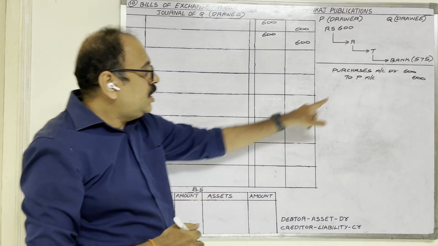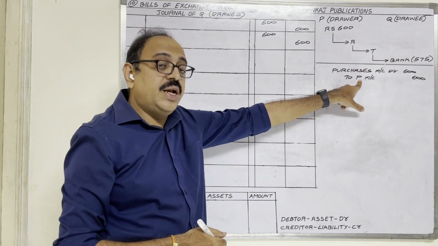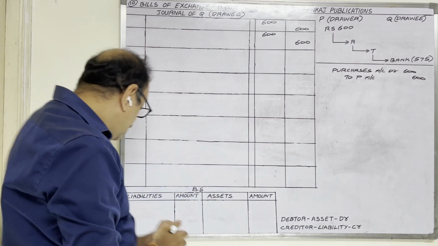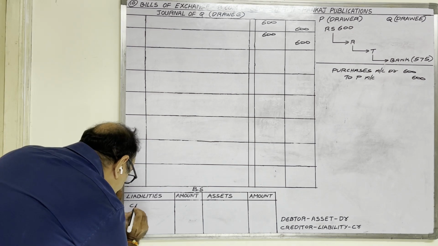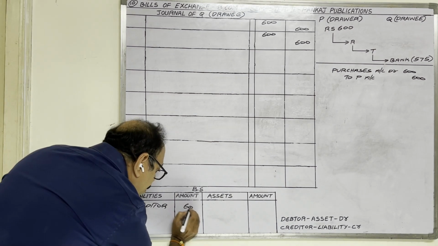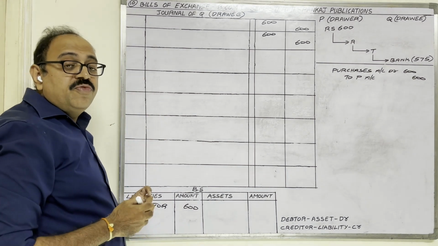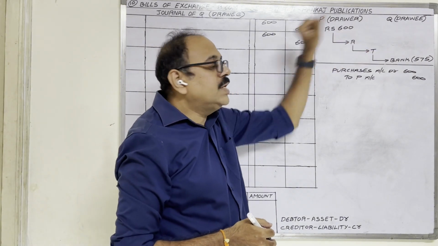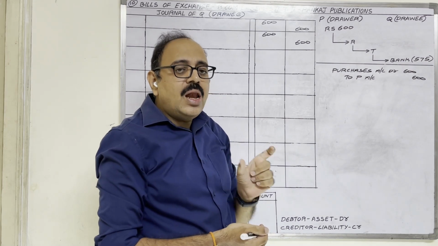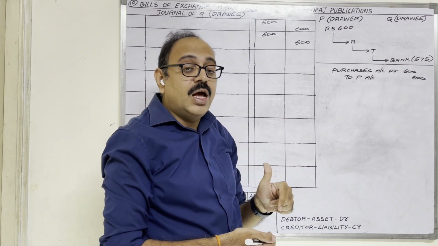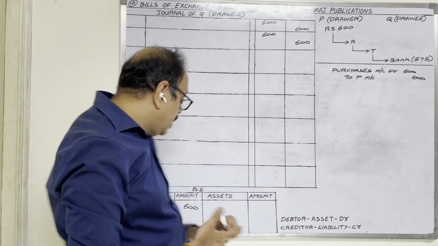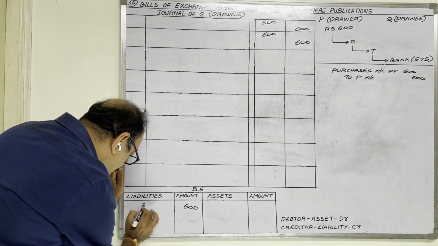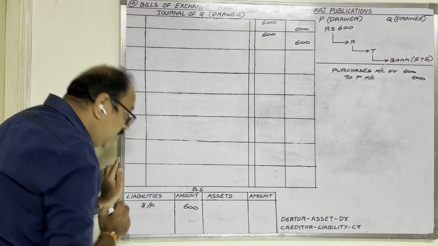In the balance sheet, P's account we are crediting, no? Credit means he is a creditor. Liability side, creditor 600 rupees. Now what happened? For this 600 rupees, P prepaid a bill and we are giving acceptance. So this creditor liability is converted into another liability known as bills payable. Creditor liability we have to cancel. A new liability known as bills payable we have to create in that place.